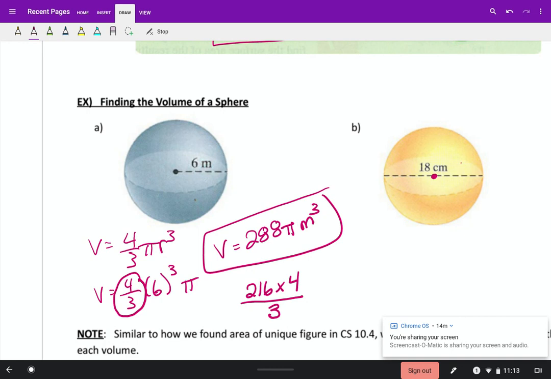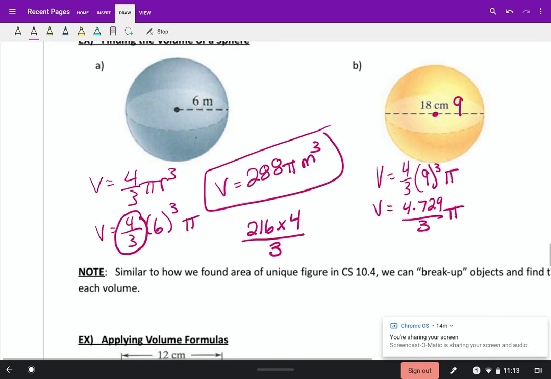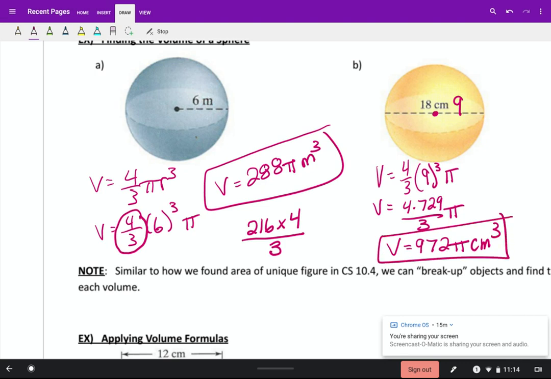This time they give us the diameter, so the radius is 9. So you're going to have V is equal to 4/3. This is going to be 9 cubed pi. So 9 cubed is 729. So I'm going to do 4 times 729 divided by 3. So times 4 divided by 3. I get the volume is equal to 972 pi. This is going to be centimeters cubed. So that's my example on how you would do that if you did not have a calculator.